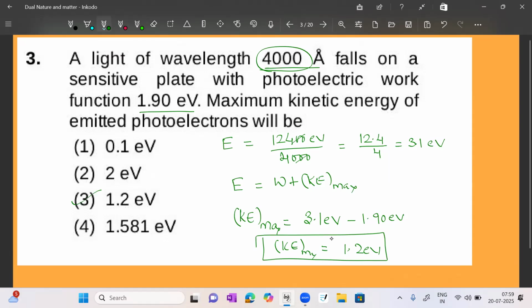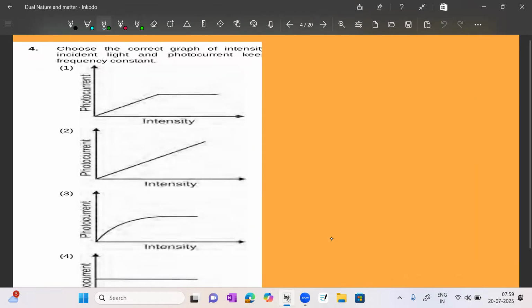So the answer is option 3. Okay? Yeah. So next problem. Option 2: choose the correct graph between the intensity of incident light and photocurrent. We know intensity is directly proportional to photocurrent. So we shall use this. Okay? Option 2 is the correct answer.